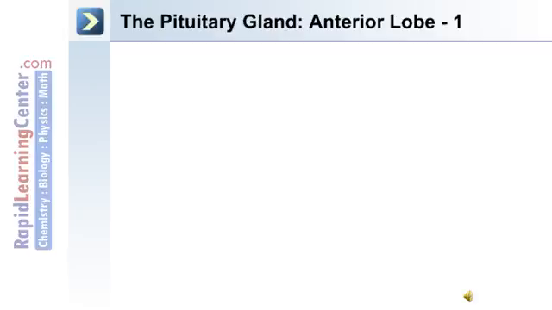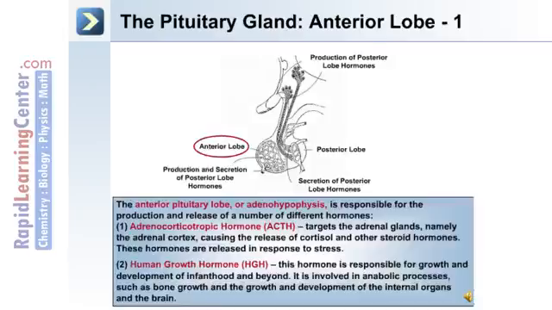The majority of the pituitary hormones are produced in the anterior lobe, or the adenohypophysis. This is responsible for the production and release of a number of different hormones, including adrenocorticotropic hormone, or ACTH. ACTH targets the adrenal glands, namely the adrenal cortex, and this causes the release of cortisol and other steroid hormones. These hormones are released in response to stress on the body.